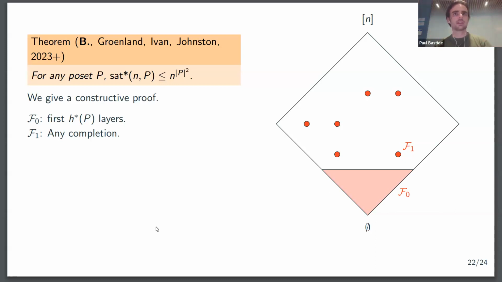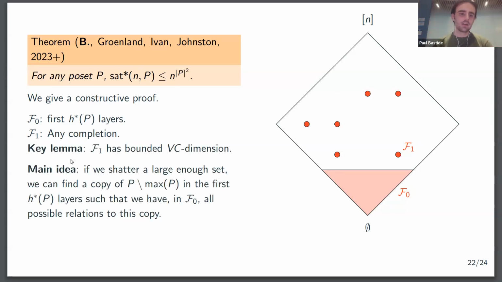So one thing that is nice to see is that if I give you a family that is P-free, which means that it doesn't contain any induced copy of P, then you can always construct a P-saturated family by just going over all the elements that are left in your Boolean lattice and adding them when they don't create a new copy of P, right? What I have in the end is a family that contains my first family and that now is P-saturated, because if there is some element that I didn't add, it means that it would have created a copy of P, right? So what I mean here by any completion is just that I go over the elements in any order and just complete it, okay?